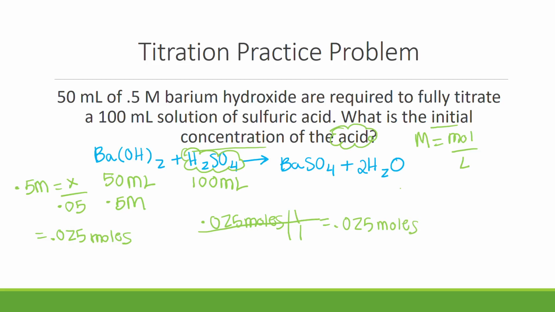Now what we're going to do is plug this back into the molarity formula so we can find the initial concentration. We're trying to find the molarity, that's what we don't know. And then we have 0.025 moles over the total liters, which I'm going to change to 0.100. And when we simply divide, we find the concentration. A good way to write the concentration is with square brackets, so the concentration of H2SO4 is equal to 0.25 M.